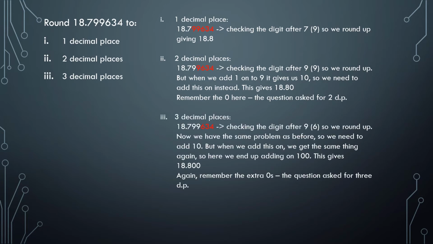Finally, we think about three decimal places. Same idea, we want to ditch that 634, but at the end we're checking after the final 9 what digit comes next. Is it 5 or above? Well, it is a 5 or above, it's a 6. So again, we need to round up.